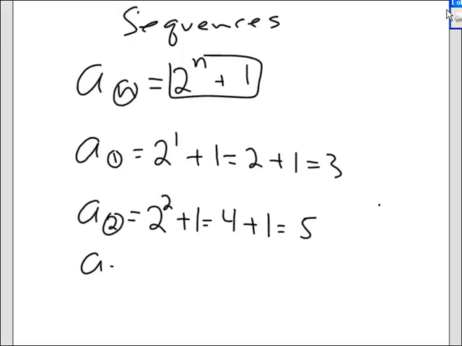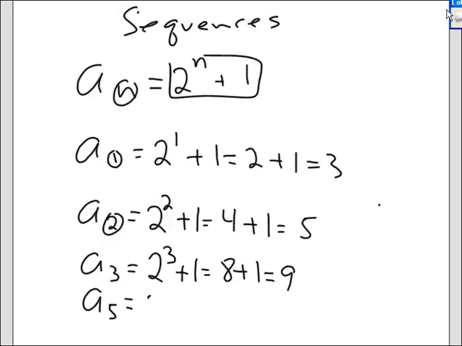If you want to know what a sub 3 is, n is 3. It's 2 to the n, which is 8, plus 1 more. 8 plus 1, of course, is 9. If you want to know what a sub 5 is, it's 2 to the n plus 1. 2 to the 5th is 32, plus 1 more, 33. Nice and simple.